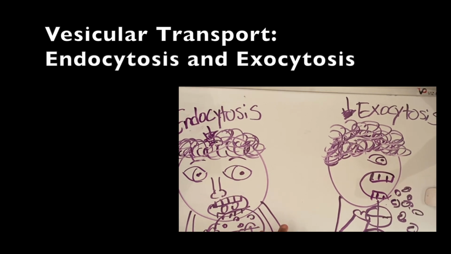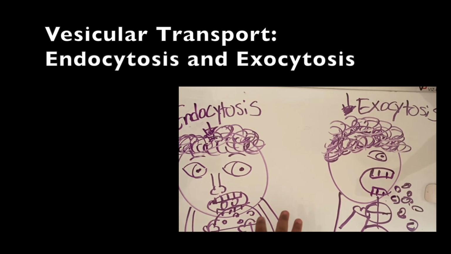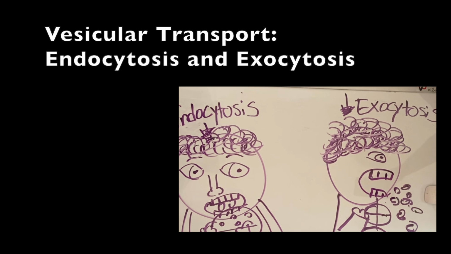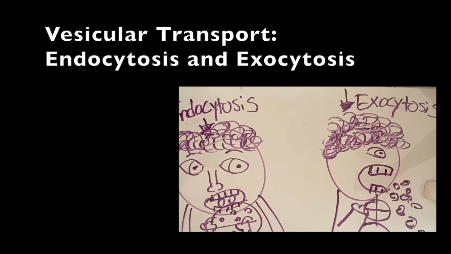Vesicular transport. Vesicular transport is when the cells use vessels to move molecules. Endocytosis is when the molecule enters or moves into the cell. For the example, Bob is eating a hamburger, so Bob is entering the food into his body that will be moving through his body and be digested.